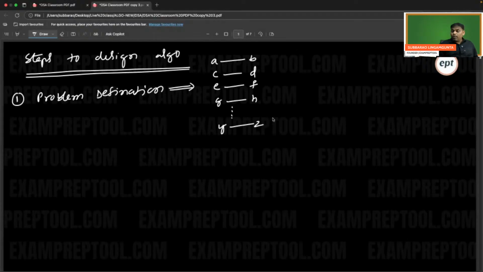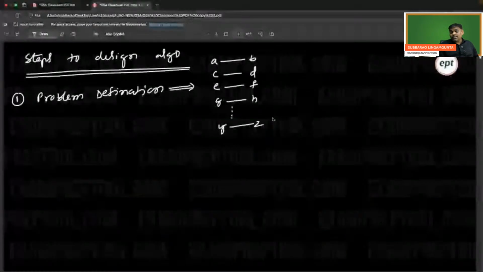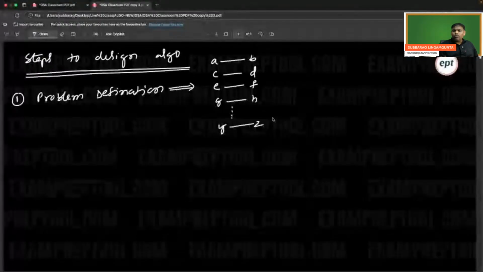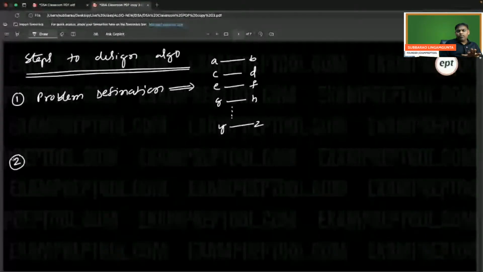So remember everyone, you want to design an algorithm for any problem. Don't write the algorithm directly. Don't design the algorithm blindly. The first step is to know the problem clearly. That means for every input, you should know what the output is. I think the problem definition is clear.